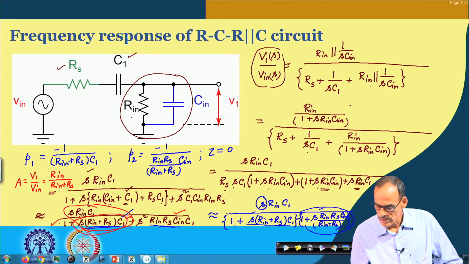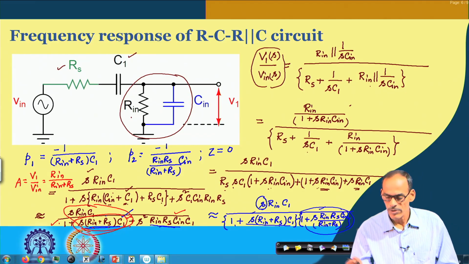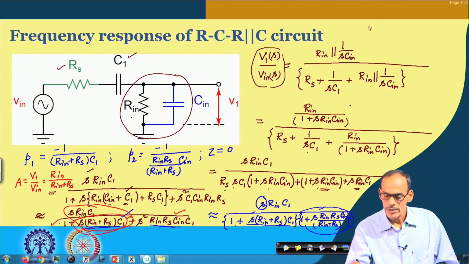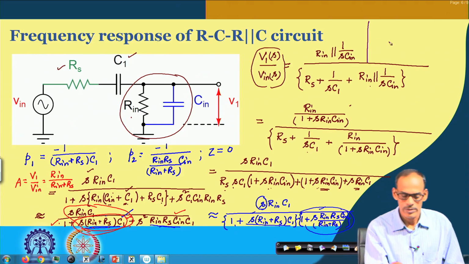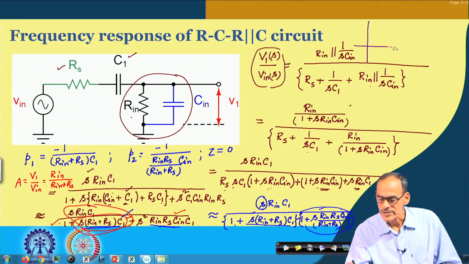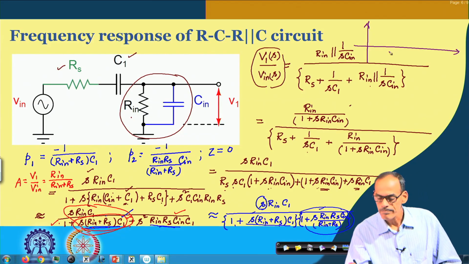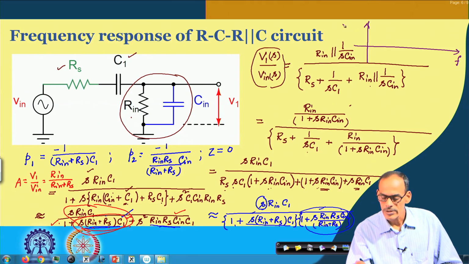Let me explain the intuitive way of analyzing this circuit. What we have is the frequency response. Let me use this space. So, if I say the gain of this circuit, this is the frequency in log scale, and this is V 1 divided by V in in dB.